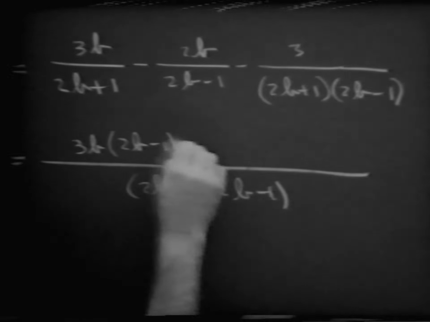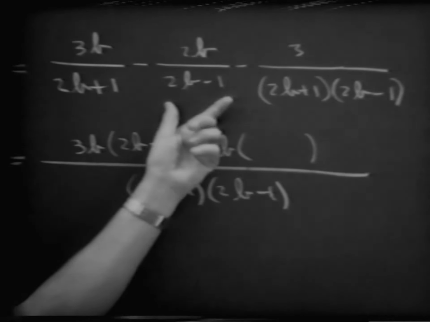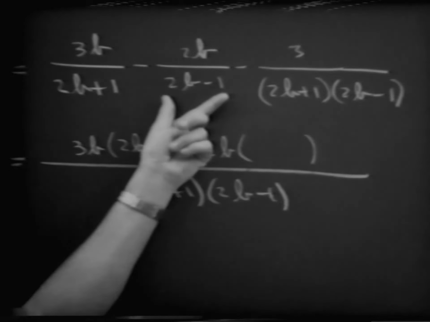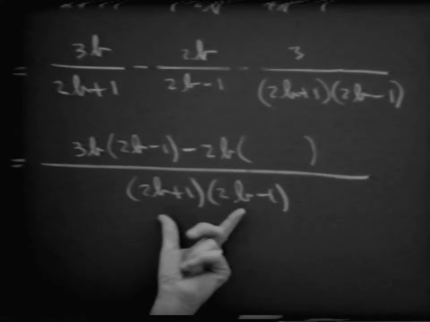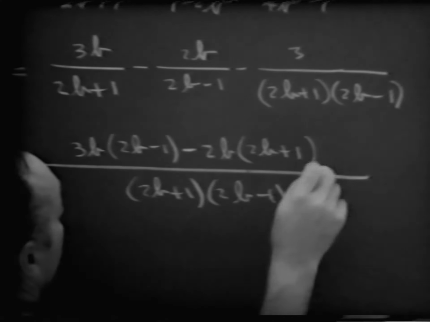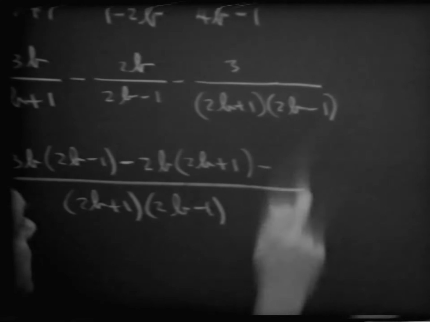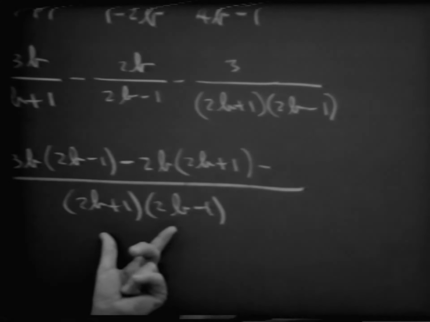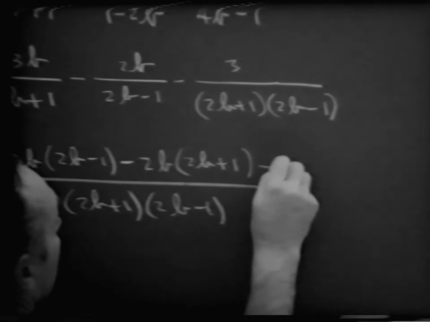So I have to multiply that numerator by that same number of 2b minus 1. Is that right? Minus, and now 2b times what number must I have here? Well, it's that same number which I had to multiply 2b minus 1 by in order to get this denominator, namely 2b plus 1. All right, minus, now this denominator times what number is this denominator right here? 1. So therefore, 3 times 1 is 3.